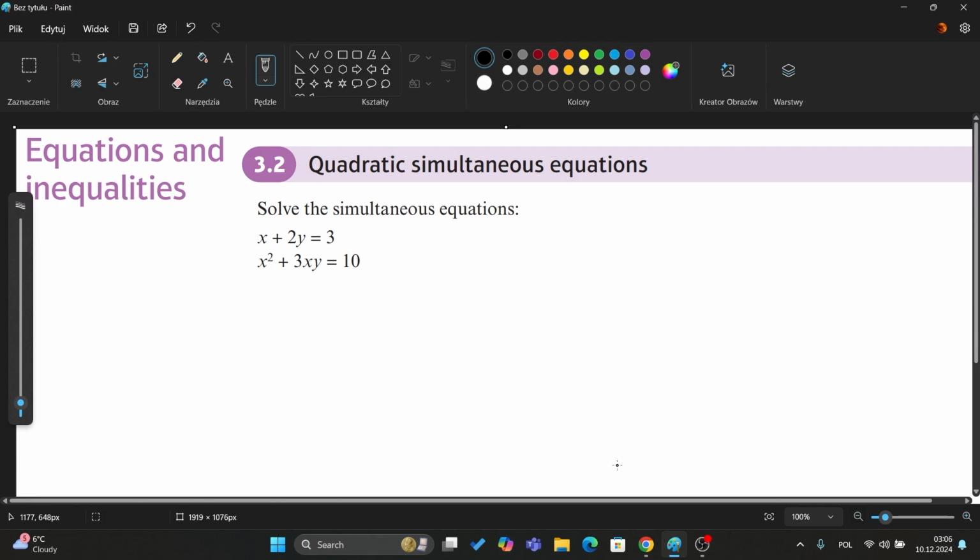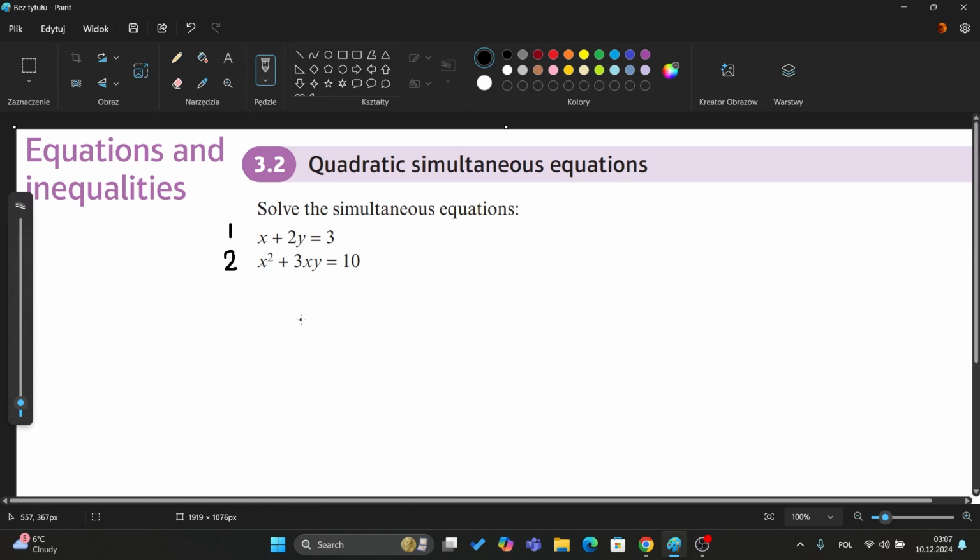So here we have a quadratic simultaneous equation, with equations 1 and 2, and you can notice that we have x squared in it. That means that we have quadratic simultaneous equations, and so we cannot use elimination. We have to use only substitution for those kinds of questions.